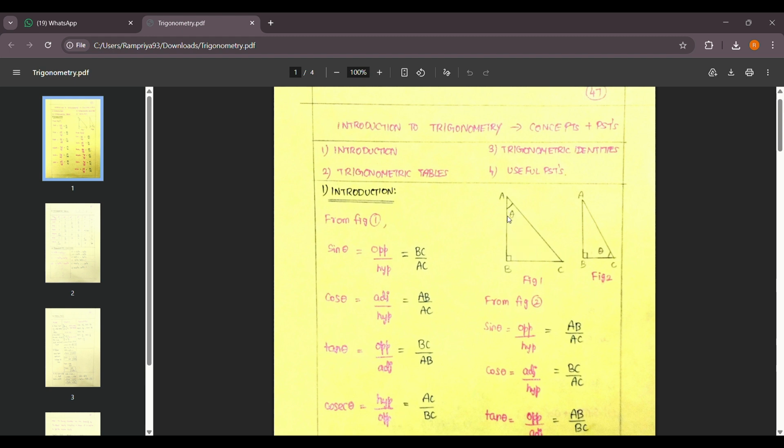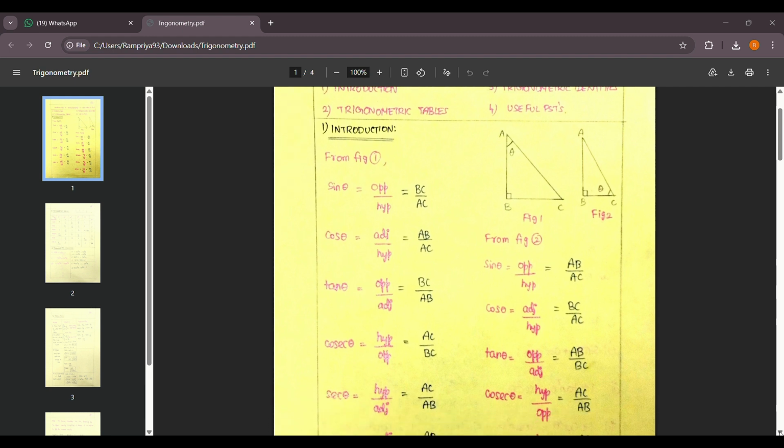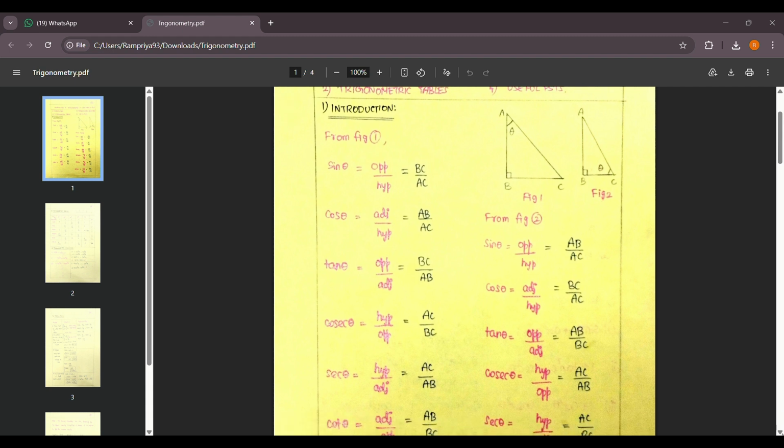Cos theta is adjacent side by hypotenuse. So that is AB by AC. Tan theta is basically sine by cos. So it is nothing but BC by AB. Cosecant, the reciprocal of sine, so AC by BC. And secant, the reciprocal of cos, which is AC by AB. Cot, the reciprocal of tan, so it is basically AB by BC.